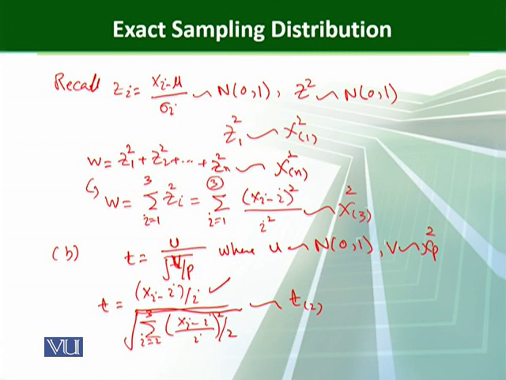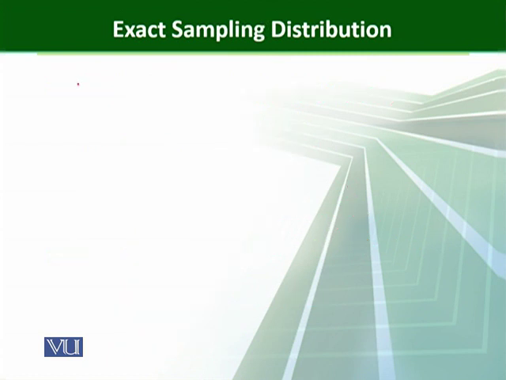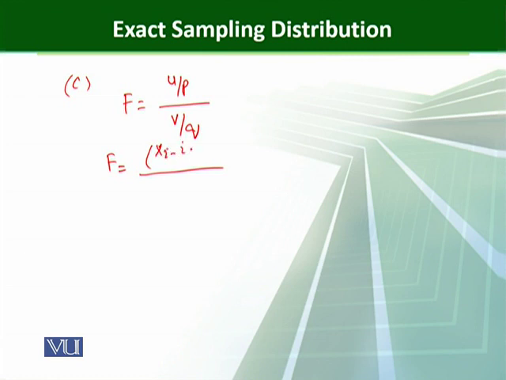Similarly, we can prove part C on the same lines, that is by the definition of the F distribution, the ratio of 2 chi-square distributions, that is U over p and V over q, where U and V are independent chi-square with p and q degrees of freedom. Now, using the given scenario, we can write F as (Xi minus mu, which is i, divided by i) whole square, and divide by their respective degrees of freedom. Here we use only one variable, so its degree of freedom is 1.